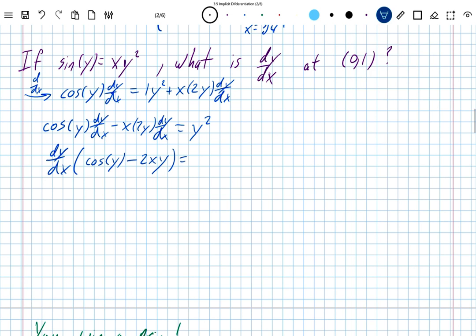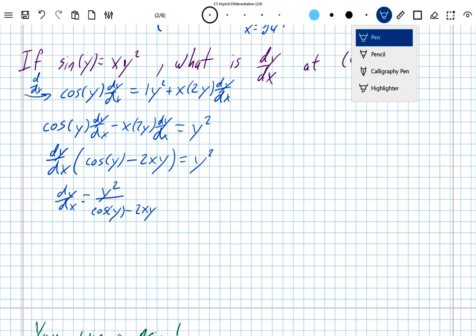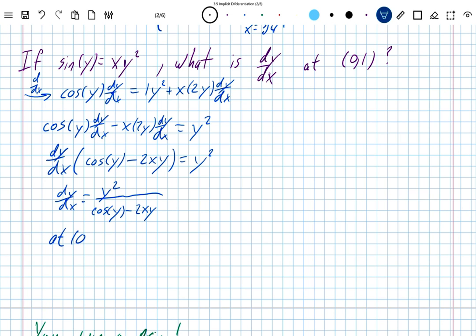Why do I do that? I do it so that I can then divide. So dy dx equals the right side divided by that factor on the left side. Ta-da! And so now if I wanted to, I could go ahead and plug in, say at 0, 1, and I plug into this thing, and I get 1 for my y value, cosine of 1. Cosine of 1 is not a nice number, minus, it looks like a 0. So I get 1 over cosine of 1. That's a pretty gross number. But who cares? Cosine of 1 is not so bad.